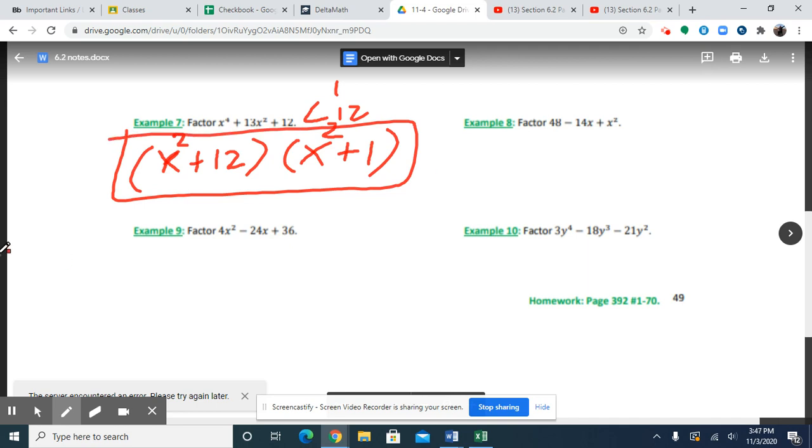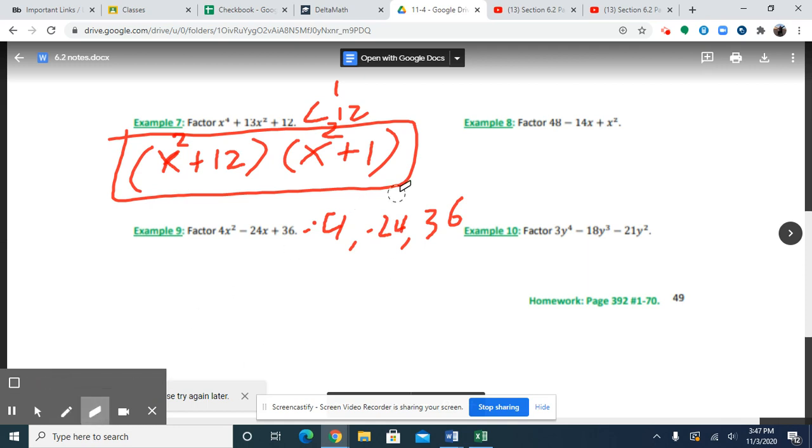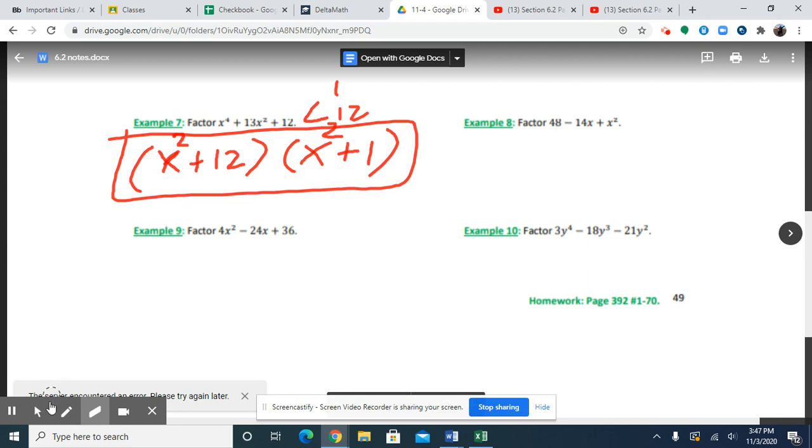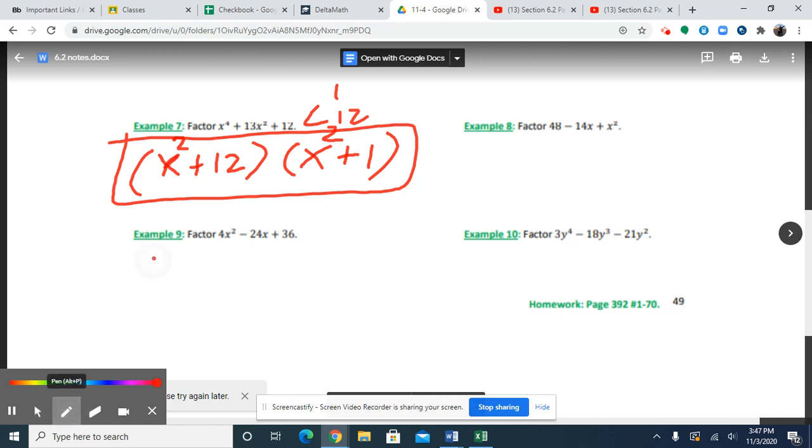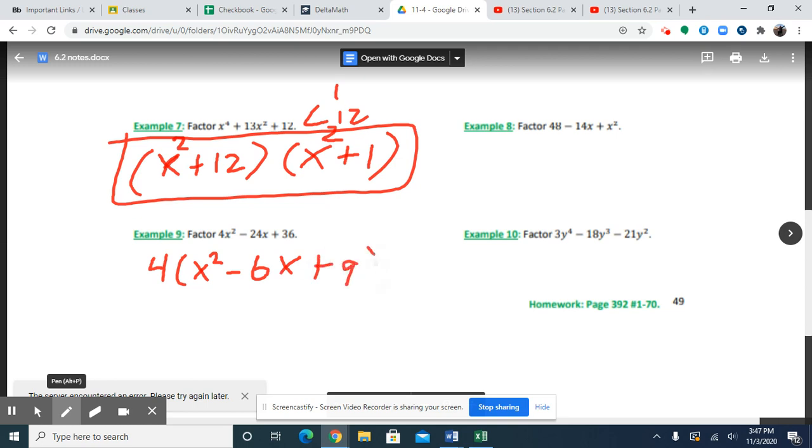And finally, let's look at example 9. Now with example 9, if you notice, 4, negative 24, and 36 all have a common factor, which in this case is the leading coefficient of 4. So the first thing that we can do is factor out that 4 to make this a little bit easier. So x squared, and then we have negative 24 divided by 4 is 6, so negative 6x, and 36 divided by 4, which is 9.